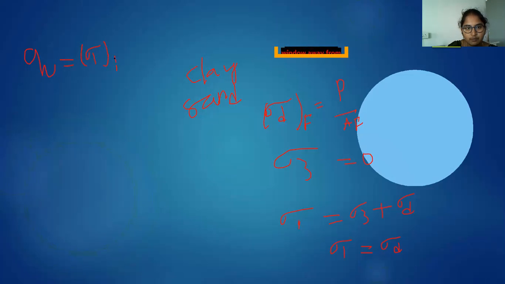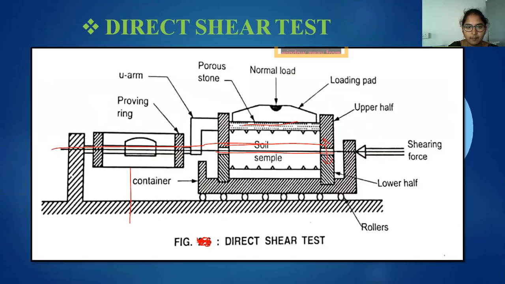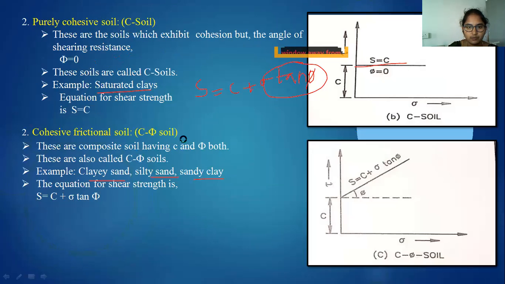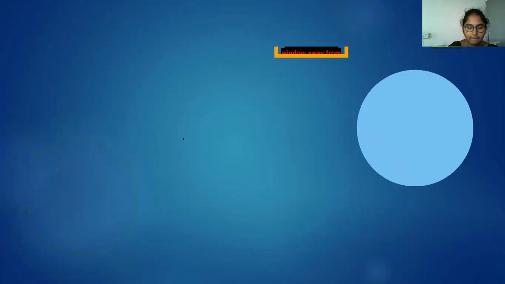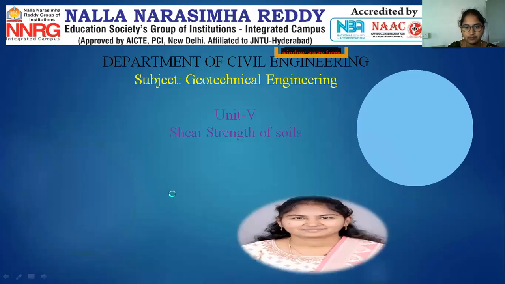QU is equal to sigma 1, the major stress at the failure plane, which is sigma D at failure. Generally, you know the Mohr-Coulomb failure theory formula: sigma 1 is equal to sigma 3 tan square of (45 plus phi by 2) plus 2c tan of (45 plus phi by 2). That was already discussed in previous videos. Once again, I will show it.